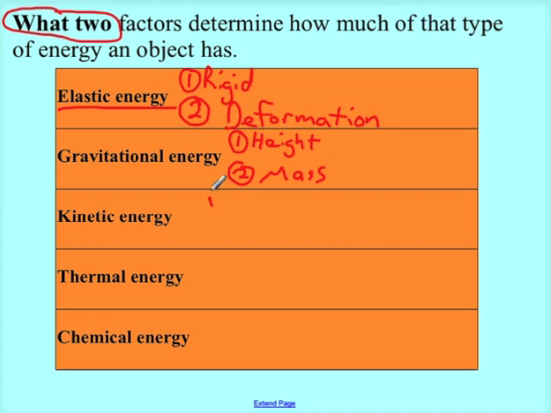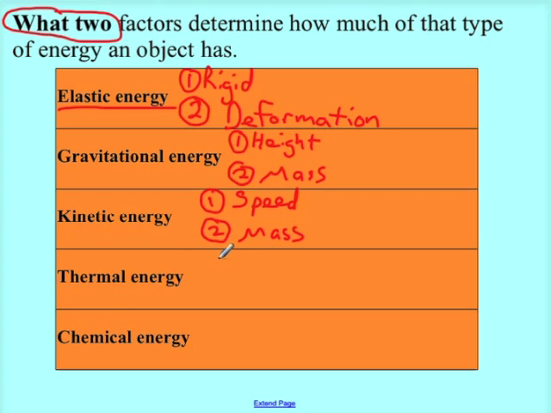Now, kinetic energy we talked about as well in our last slide. So kinetic energy is dependent on, do you remember? We mentioned speed, and we also mentioned one other thing. We mentioned mass as well. Seems like mass gets used a lot.